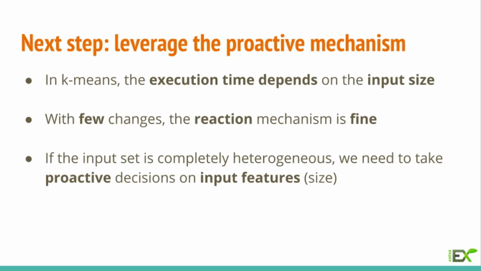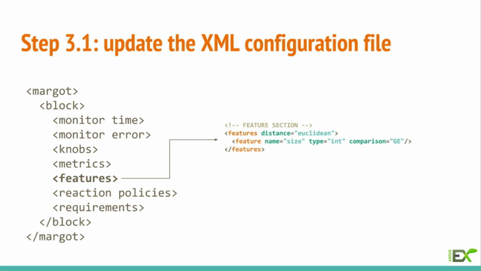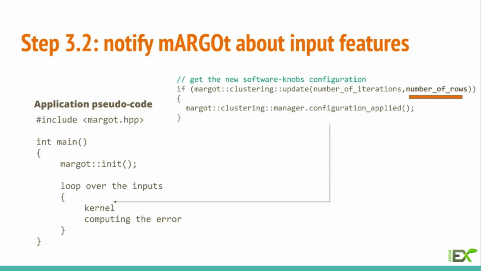With the previous experiment, we noticed how the execution time depends on the input size. With few changes in the input, the reaction mechanism might suffice. However, if the size of each input might be different, mARGOt has to consider the input size in the decision process. To implement this step in the XML configuration file, we need to notify mARGOt about the new input feature: the input size. From the source code point of view, we need to provide the input feature to the code that retrieves the software configuration.